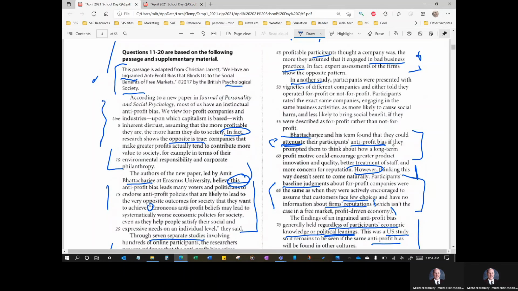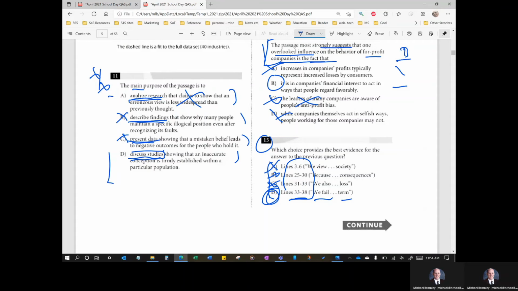They could attenuate their participants' anti-profit bias if they prompted them to think about how long-term profit could encourage greater product innovation, better treatment of staff, and more concern for reputation. So it does say that they can get people to, whatever attenuate means, think about how profit motives can encourage those things. However, thinking this way doesn't seem to come naturally. So it's not about that. So I'm just going to get rid of this one here.